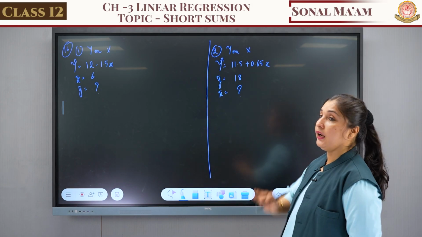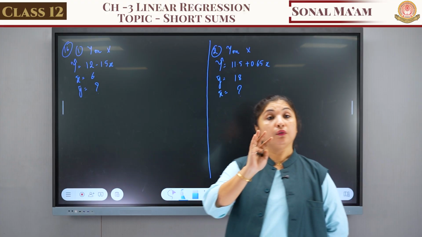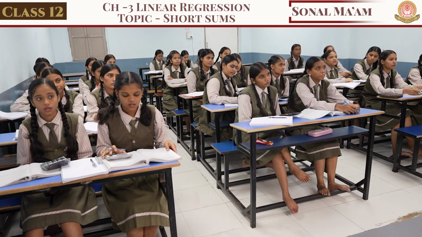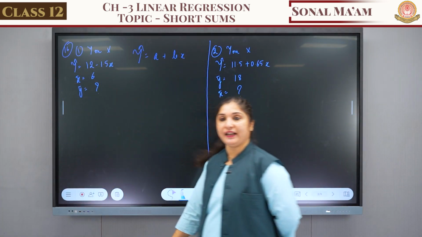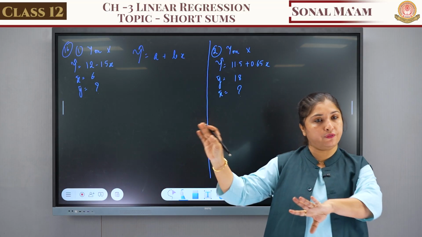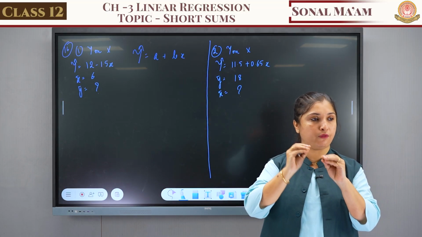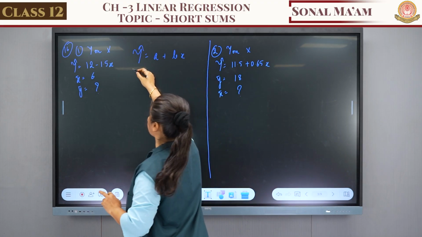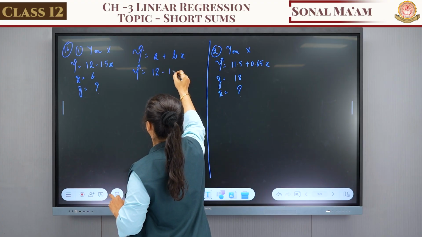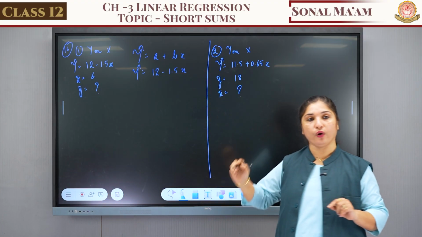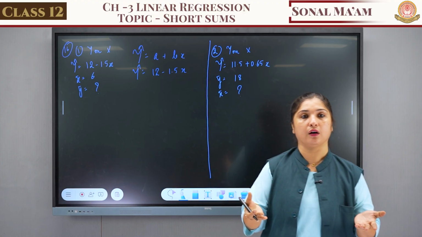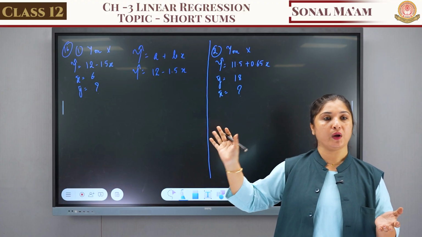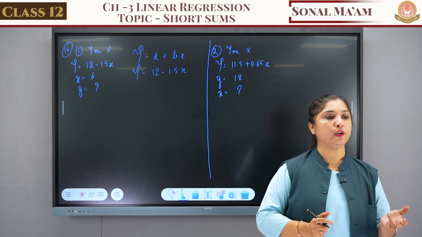Yes, very good. If we have to find y on x, first of all, we'll write the equation. What is the equation of y cap? The equation is a plus bx. And the equation that is given to you, see, the equation is already found. Now b is already found, a is already found. They have already found the values and directly given you the equation. The equation given to you is y cap is equal to 12 minus 1.5x. Can you correlate it with the equation for the regression line, a plus bx?